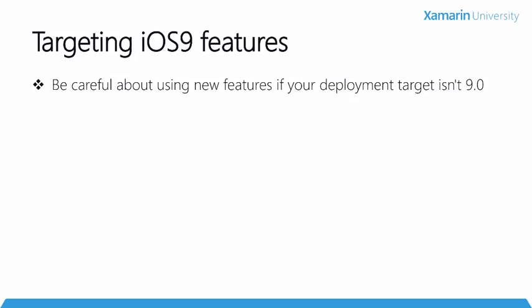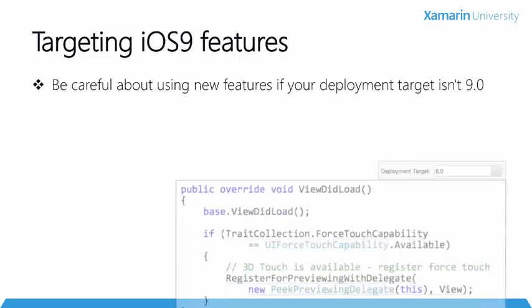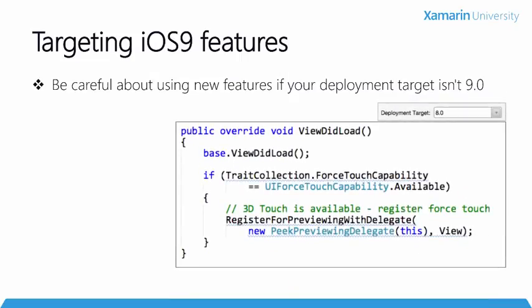Now, the stable channel has bindings for all of these new APIs. In fact, they were available the day iOS 9 was released to the public. However, most of the time, you're going to want to keep compatibility with iOS 8 or earlier, and that means being a little bit careful about the APIs that you call and how you call them. For example, here we've got some code to detect the new 3D Touch capabilities. We want to know if we're running on a cool new iPhone 6s device.